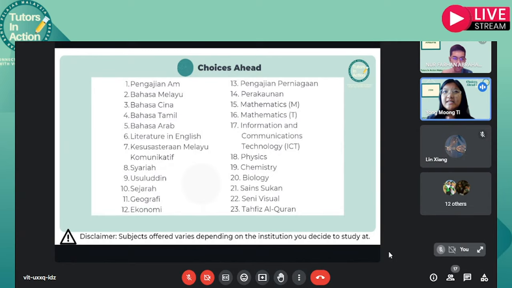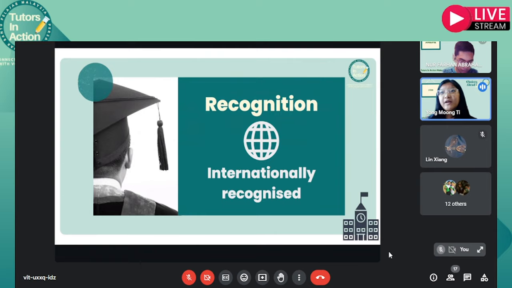So here is the list of subjects that I can find from the internet. Plus or minus, some institutions offer different subjects. Next. So STPM is internationally recognized and well respected. If you're thinking of applying for scholarships, or studying abroad after your pre-U, STPM is actually quite a good choice for you. Next.